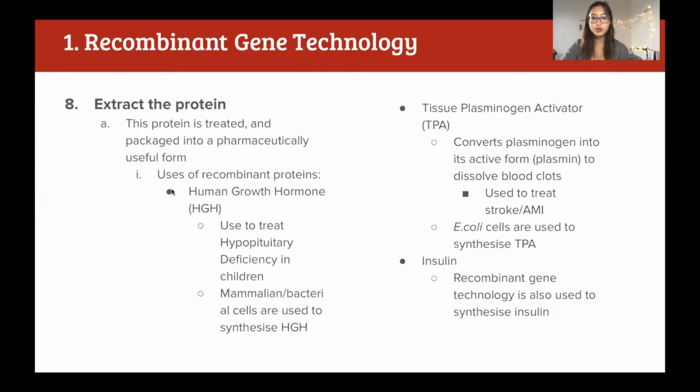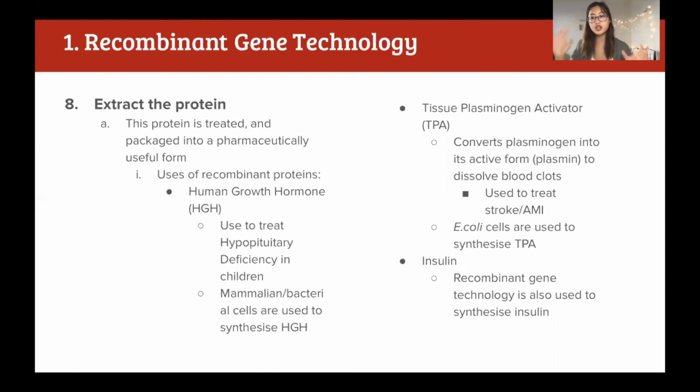And yeah, so some uses of recombinant proteins: human growth hormone used to treat dwarfism and hypopituitary deficiency in children, and this uses mammalian and bacterial cells. The tissue plasminogen activator converts plasminogen into plasmin to dissolve blood clots.